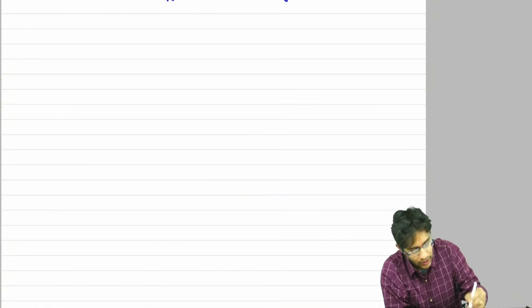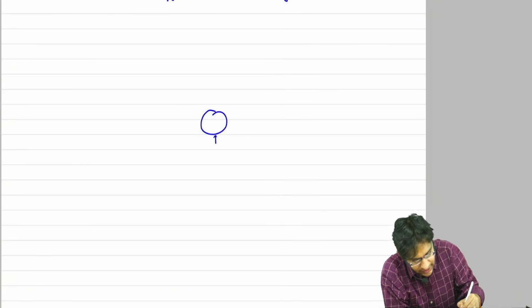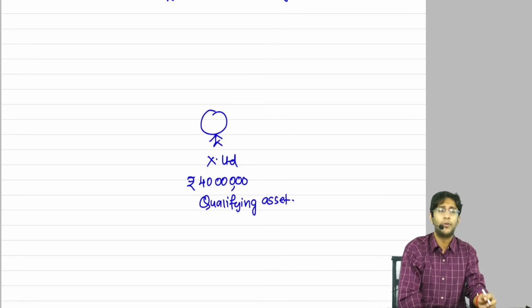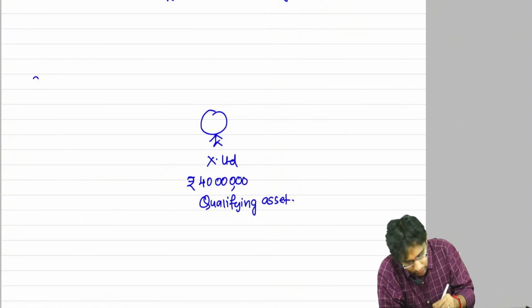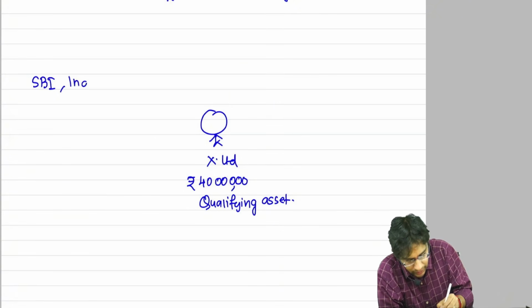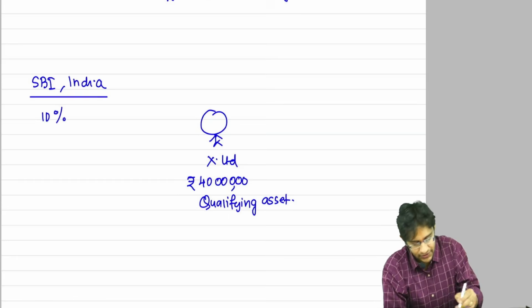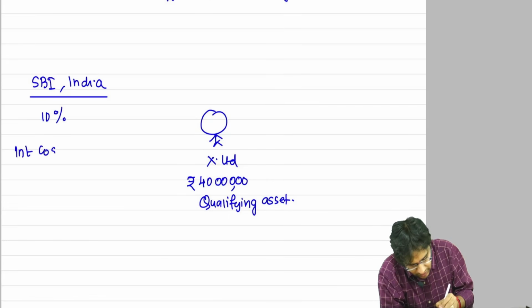Now, suppose there is this fellow, X Limited. This fellow is in need of 40 lakh rupees for the purpose of a qualifying asset. He wants to construct a qualifying asset in India. He needs 40 lakh rupees. So first what he did, he went to SBI. Now, SBI India told him that the interest rate applicable is 10%. The interest cost for him comes to 4 lakh rupees.